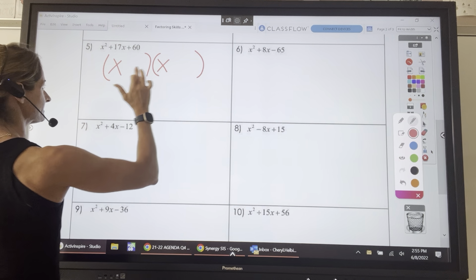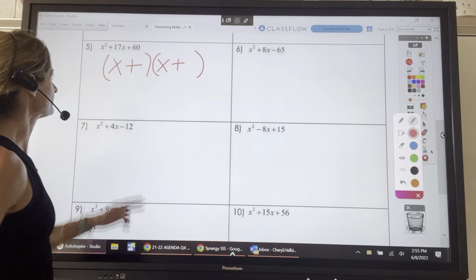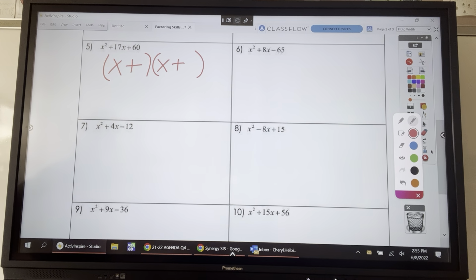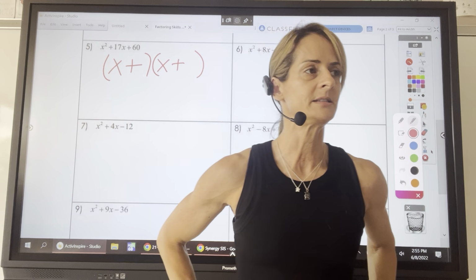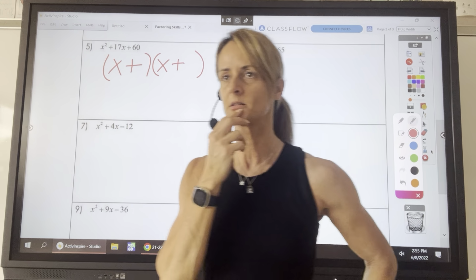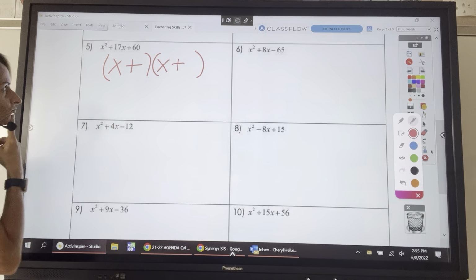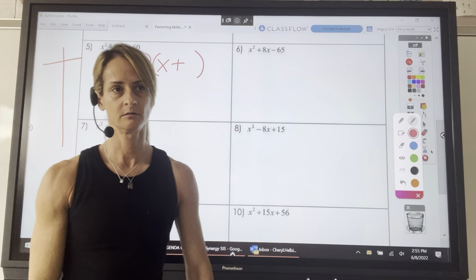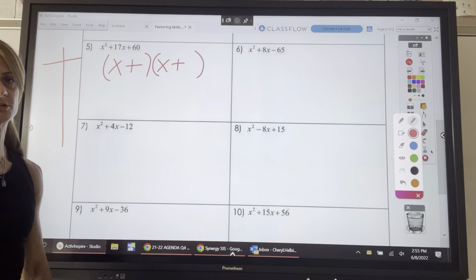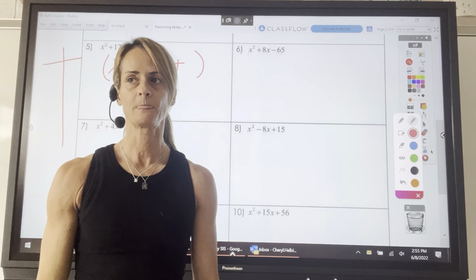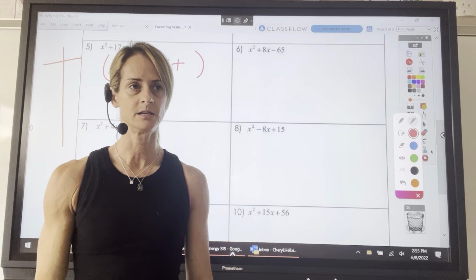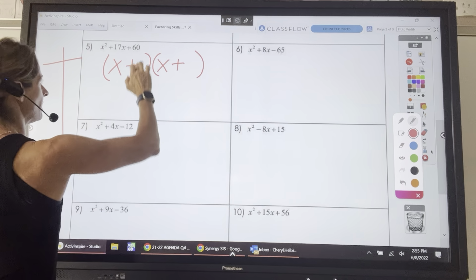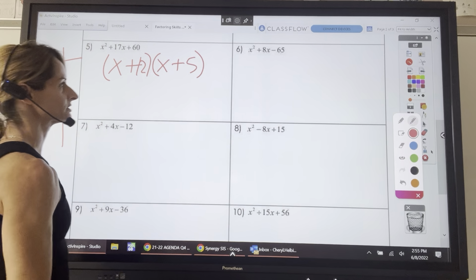All right, x, x. This is clearly plus plus, right? Because the 17 and the 60 are both positive, so it's plus plus. All right, 60. What two numbers when I multiply I get 60, but when I add I get 17? It's definitely not 1 and 60, right? 2 and 30 are too far apart. What about 12 and 5? 12 times 5 is 60. Will that work? Oh wait, yeah, 12 plus 5 is 17. So 12 and 5. It doesn't matter which one you put first.